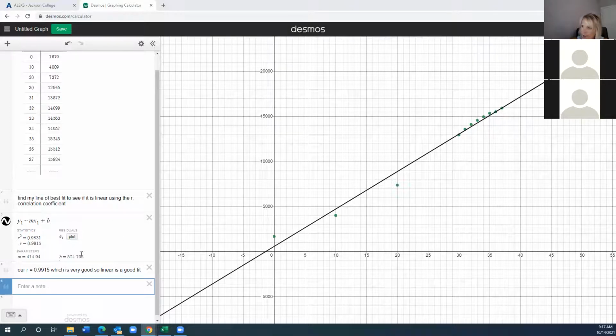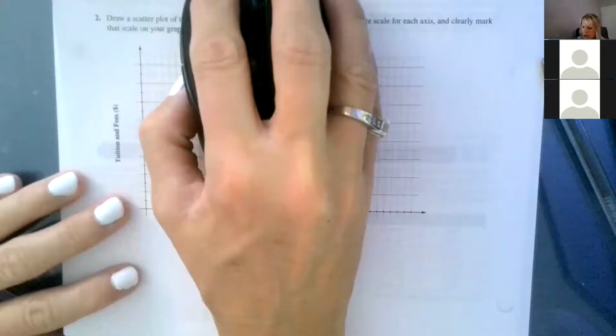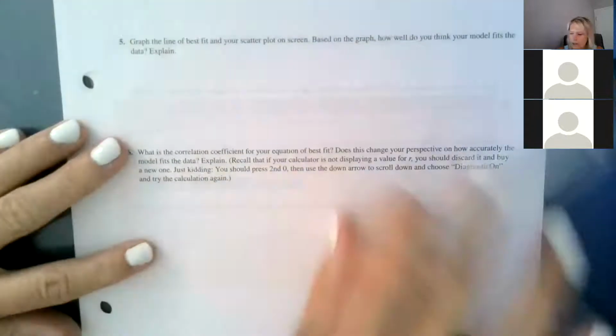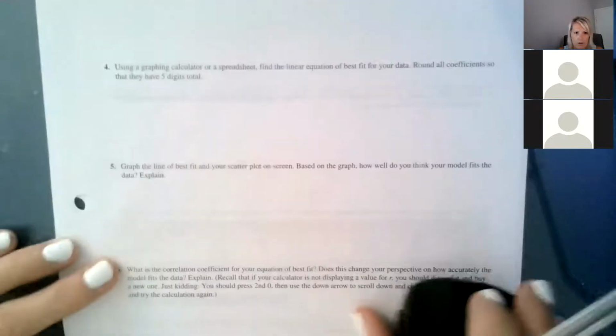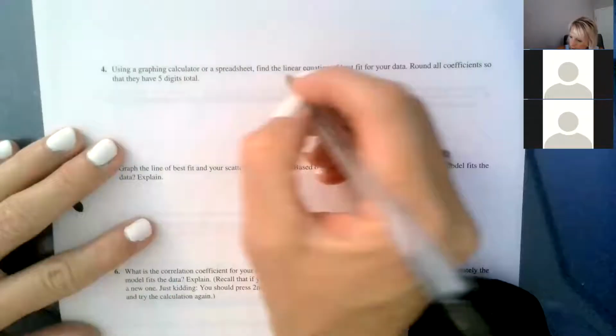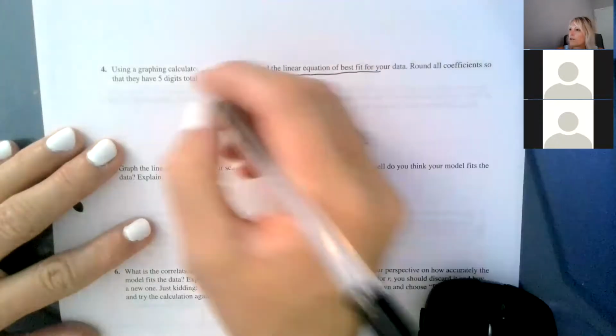So right now you're seeing my Desmos screen. The parameters for a linear are the M and the B. They're the slope and your y-intercept, and you need those right here where my mouse is on the screen. Those parameters are what you need to fill in basically your equation or your recipe for a linear model. Okay. So when we go back to our paper, that's what they wanted us to do on number 4 here, was find the linear equation of the best fit line.